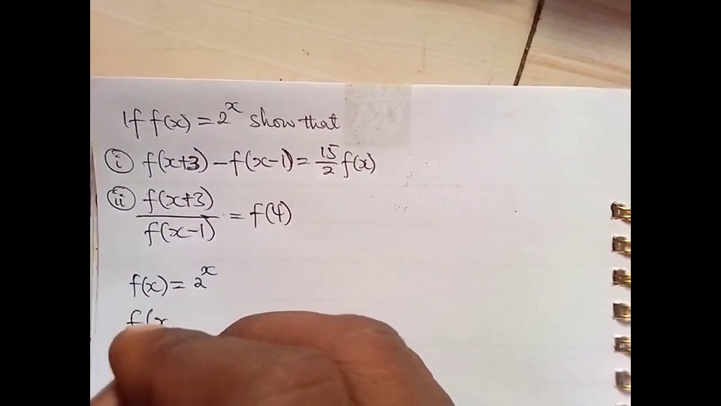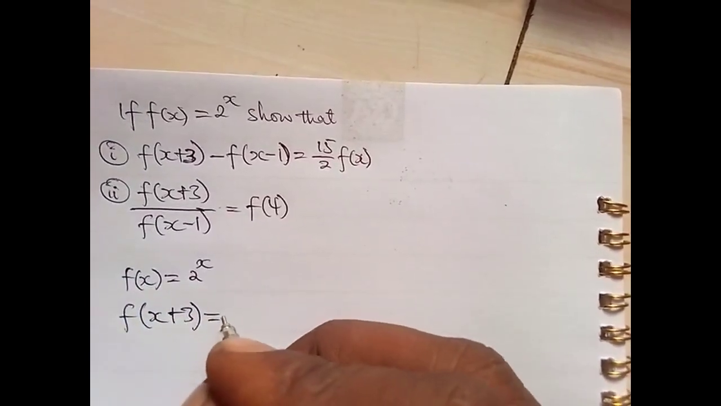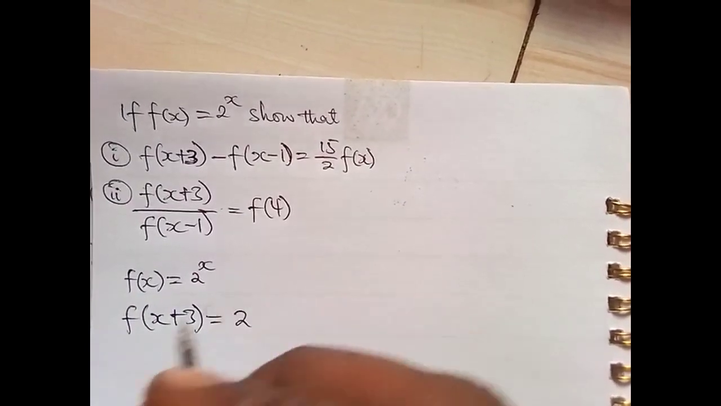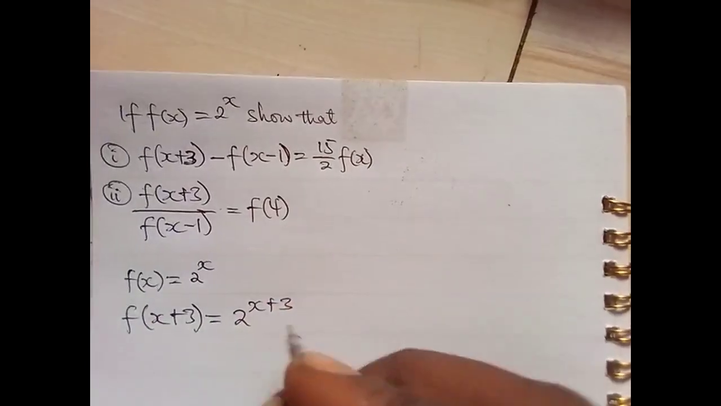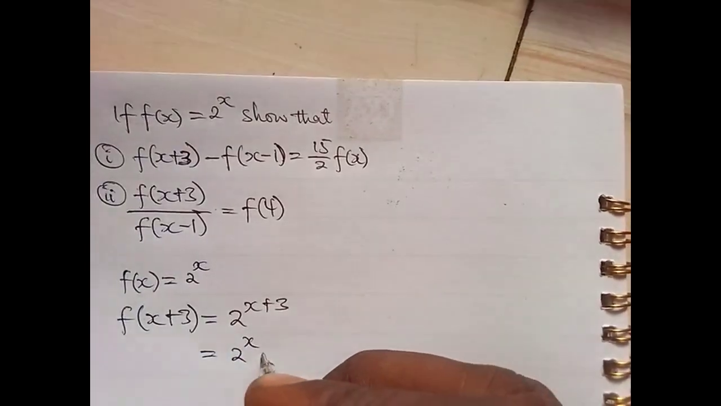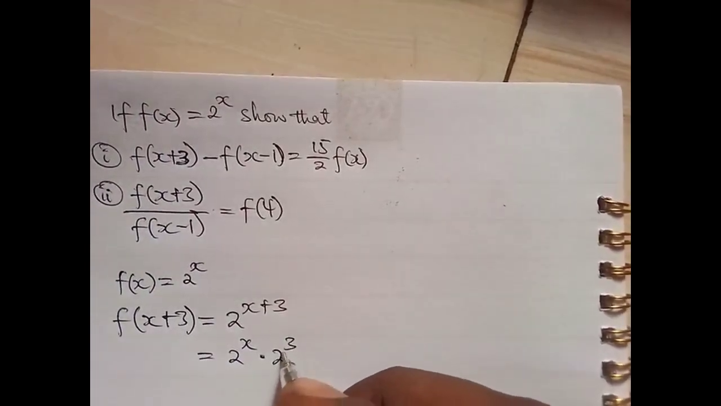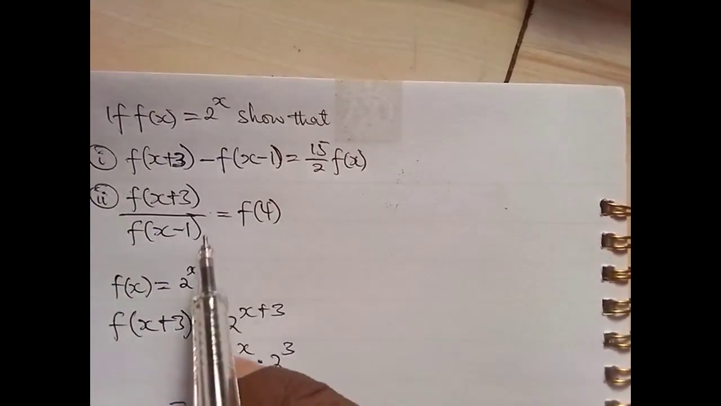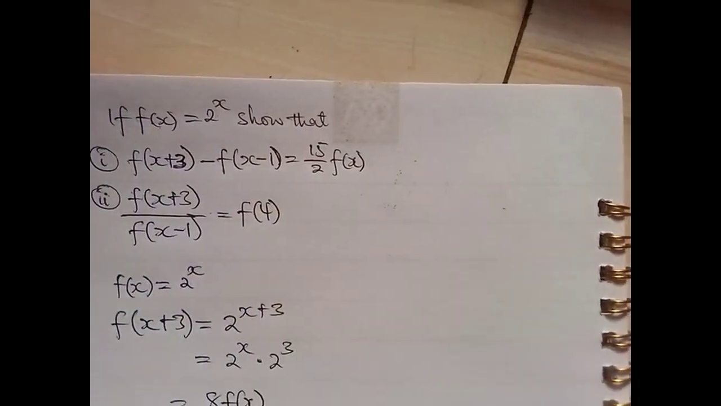Let's determine f of x plus 3. f of x plus 3 is going to be 2 raised to the power x, where x is now x plus 3. This is the same thing as saying 2 raised to the power x times 2 raised to the power 3. Now 2 raised to the power 3 is 8, and 2 raised to the power x is the same thing as f of x. So we say 8 f of x.